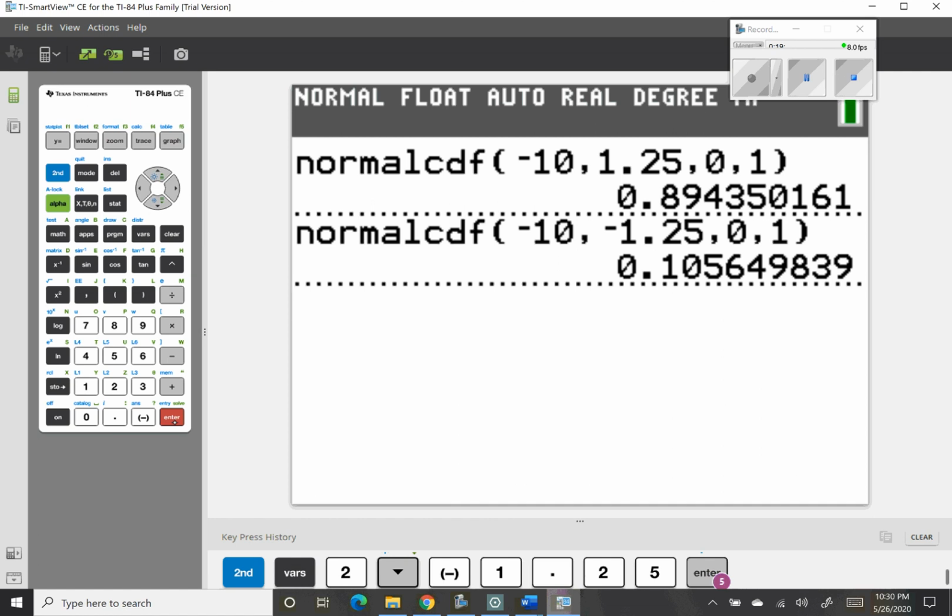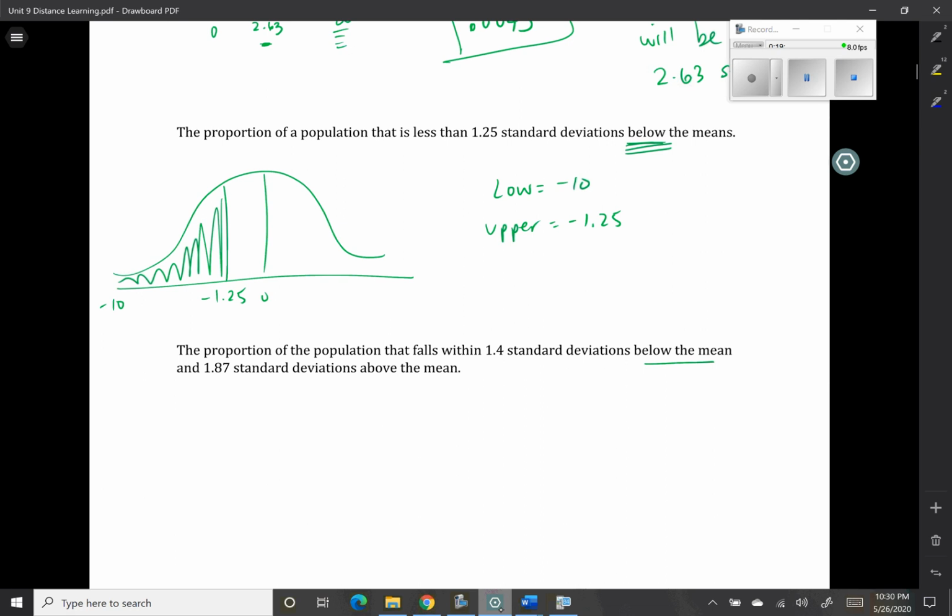0.1056, so we'll say 0.106, we'll just round it. So we'll say this is 0.106. So about 10.6% of your data is below that number. So again, reading here is important, obviously by my mistake. So let's take a look at the next one.